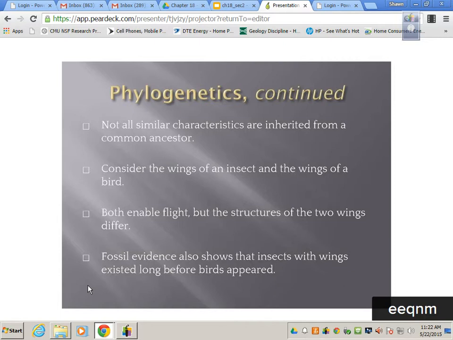Yeah. So both enable flight, but the structures of the two wings are different. Fossil evidence also shows that insects with wings existed long before birds appeared. Go figure, things without a backbone showed up a lot sooner than things with a backbone.